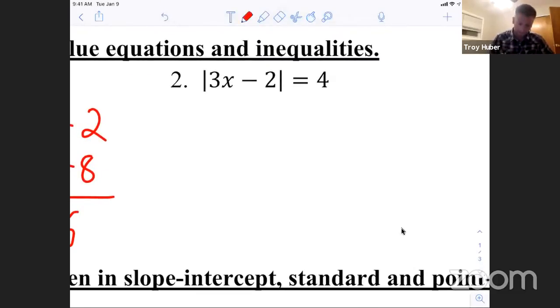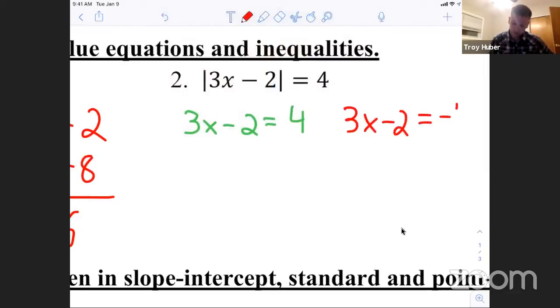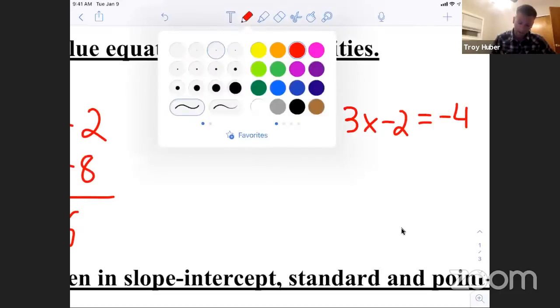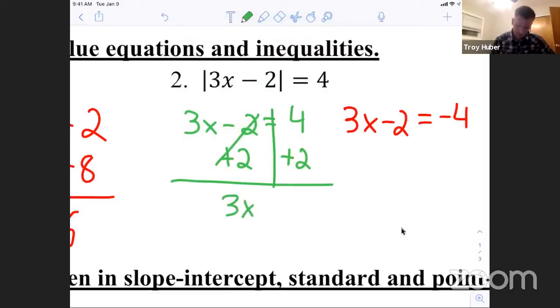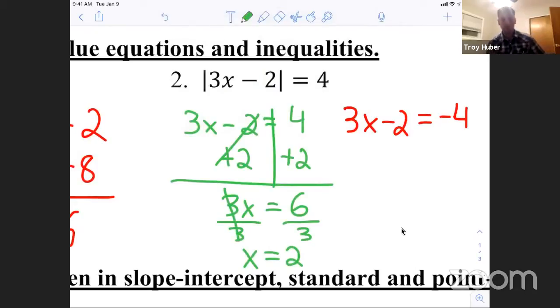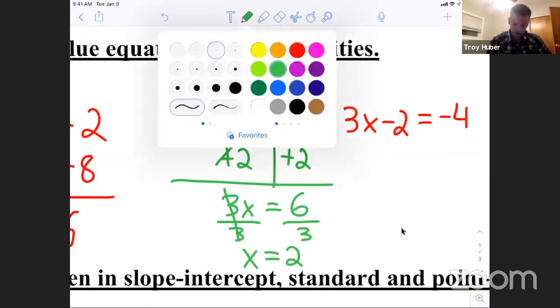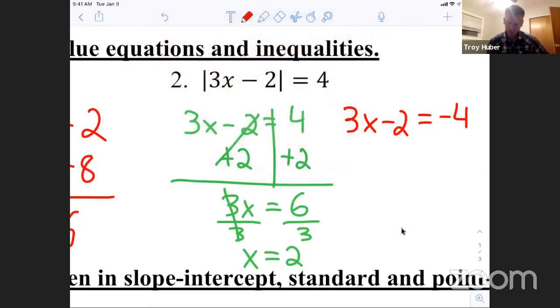Same idea here. I have 3x minus 2 is equal to a positive 4. And we also have 3x minus 2 is equal to a -4. We're going to solve these two equations. Now we have a two-step equation. So we're going to add 2 to both sides. I get 3x is equal to 6. Divide each side by 3 so that x is equal to 6 divided by 3, which should give you 2. And now let's do the same thing with our -4 solution.